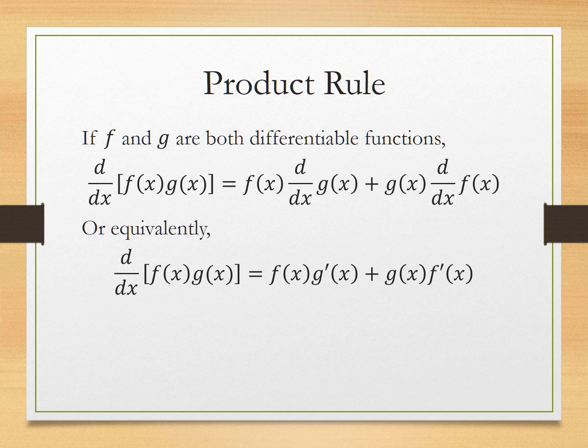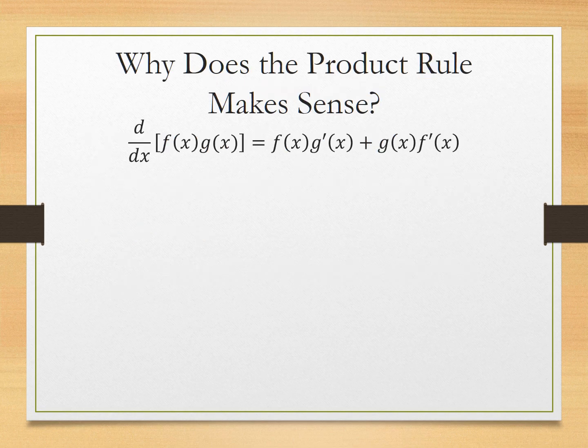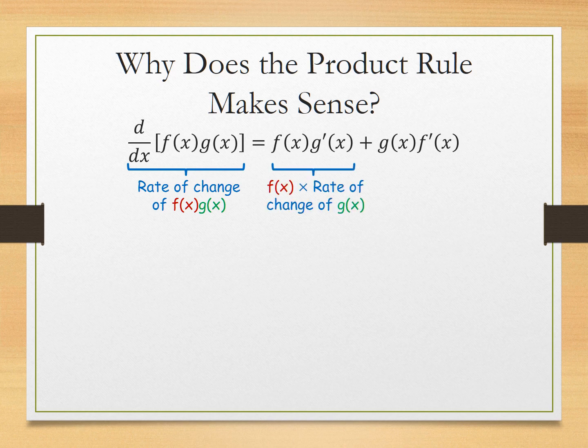f(x) g prime(x) plus g(x) f prime(x). It's quite easy to memorize. But why does it make sense? Let's see what it's saying. What it's saying is this: the rate of change of f(x) times g(x) equals f(x) multiplied by the rate of change of g(x), plus g(x) multiplied by the rate of change of f(x).